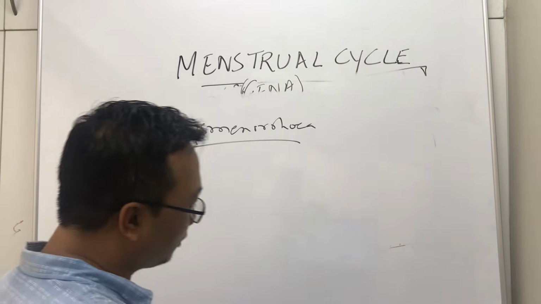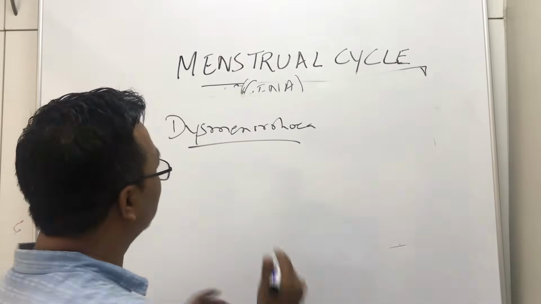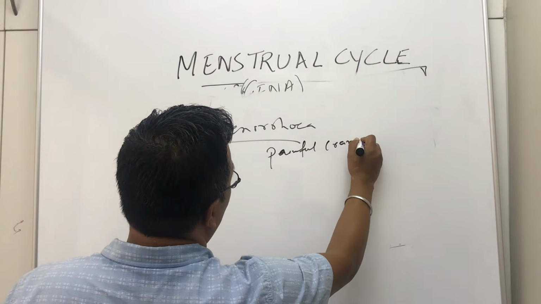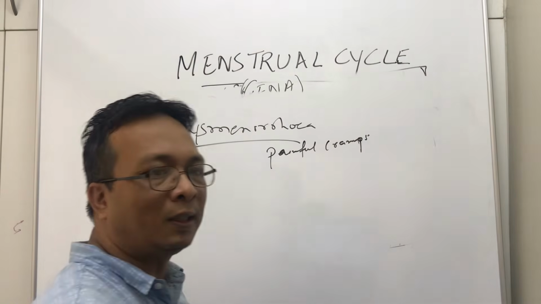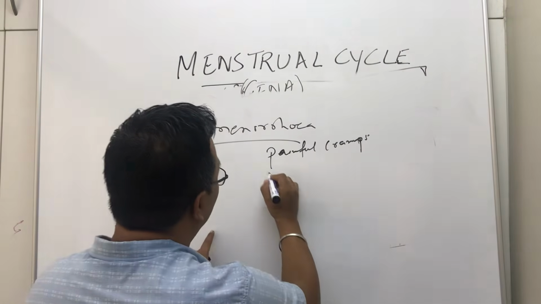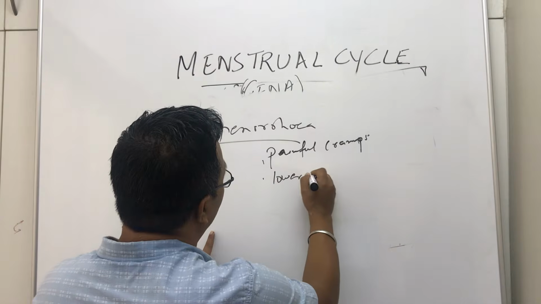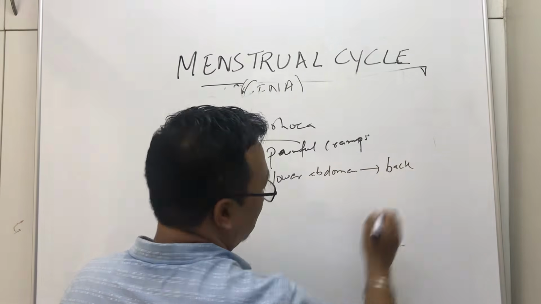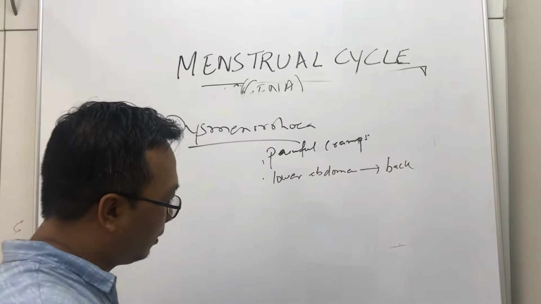So as the name suggests, dysmenorrhea is painful cramps, mostly in the lower abdomen, often going to the back.